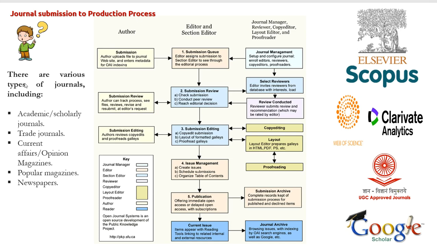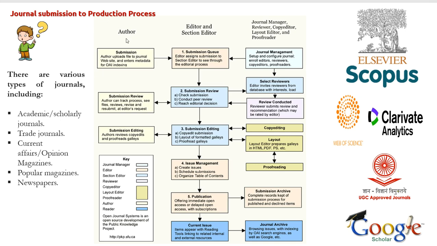publication process. There are various types of journals, including academic and scholarly journals, trade journals, current affairs, opinion magazines, popular magazines, news articles, and newspapers. Whatever they might be, these are generally called journals. Okay, generally there are 5 types.